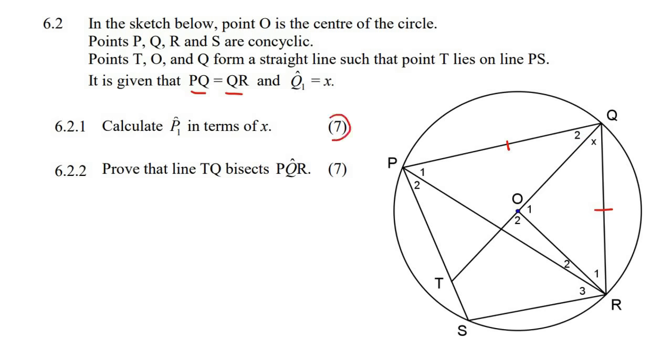First question for only 7 marks. That was sarcasm. 7 marks. Woo, okay. Calculate P1 in terms of X. So we need to find this one over here. Okay, easy peasy. 7 marks is just overkill.